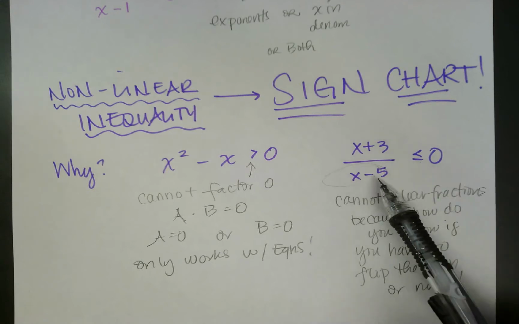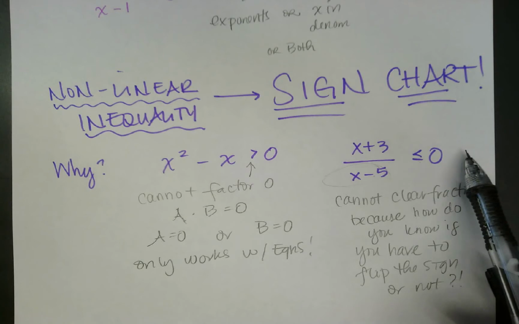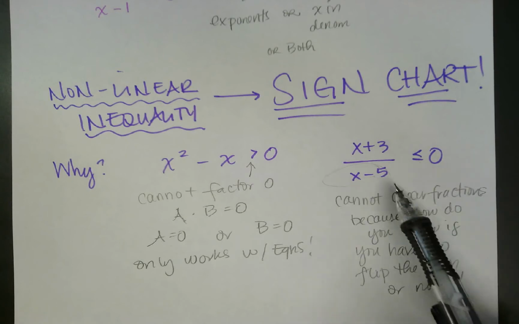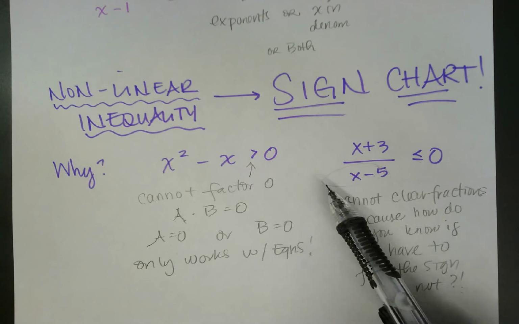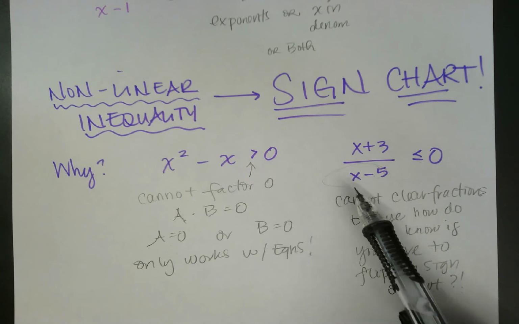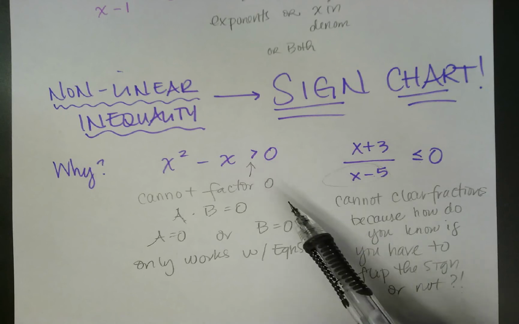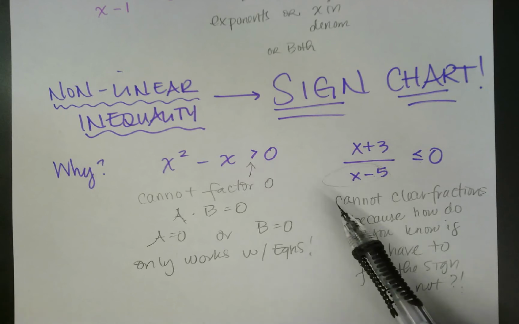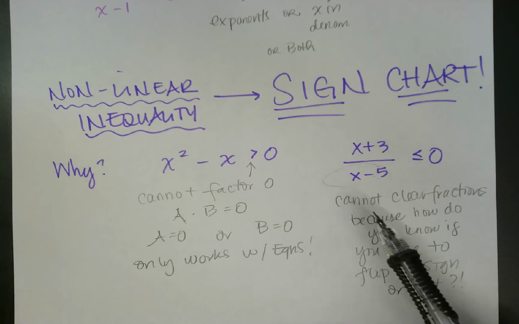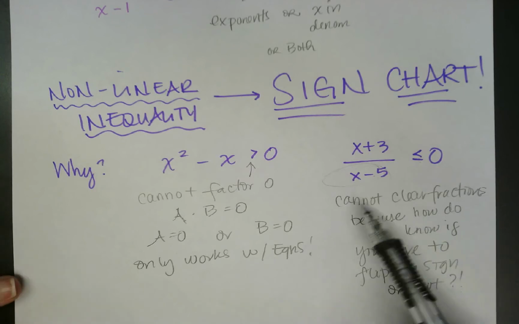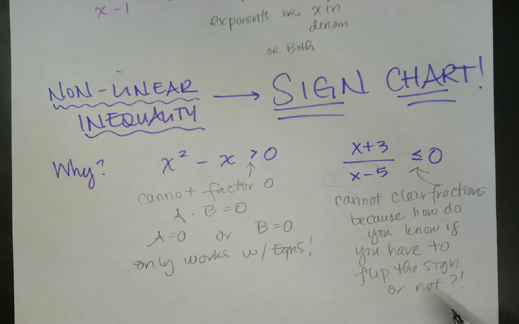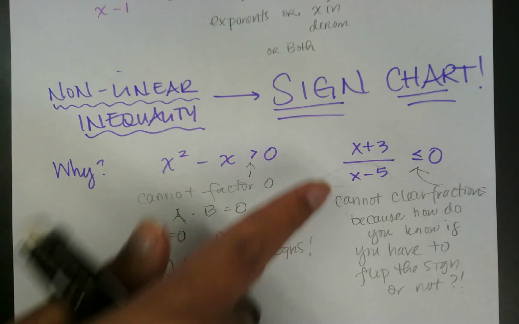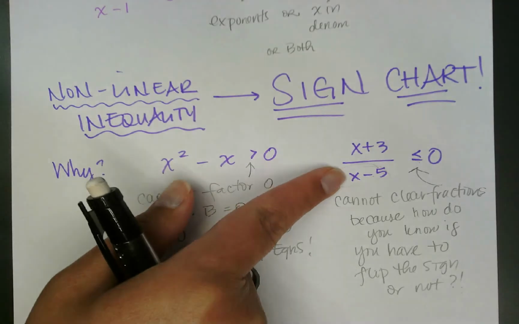If it's 6 or bigger, then it's positive. If it's 5 or smaller, it's smaller than 5. I said that wrong. I said 6 or bigger. If it's bigger than 5, it's positive. If it's smaller than 5, it's negative. If it's 5, it's what? Doesn't work. So you see all this craziness? You don't know what's going on down there. So you cannot clear fractions in an inequality because you don't know if you're supposed to flip the sign or not. All these different crazy things happen when it's bigger than 5 or less than 5 or equal to 5.